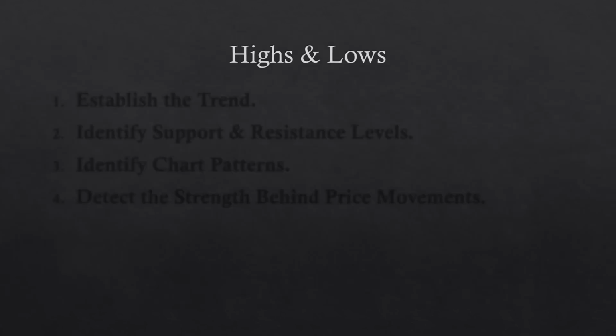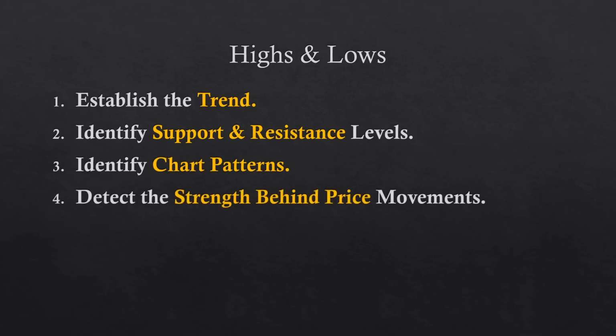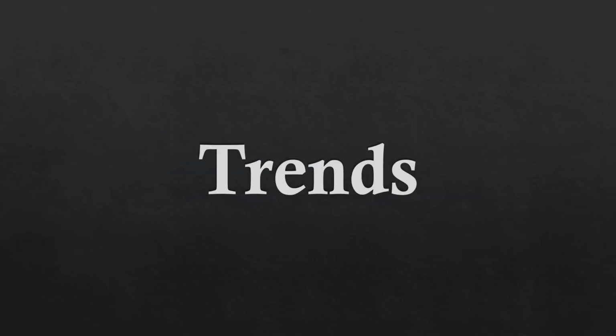1. You can establish the overall trend of the market by looking at the highs and lows. 2. You can identify what are called support and resistance lines. 3. You can identify chart patterns. 4. You can detect the strength behind price movements by comparing highs and lows in price with the highs and lows in certain technical indicators. Don't worry if you don't know what all of this means, because we'll talk about each one of these 4 elements right now. Let's begin with the overall idea of market trends.